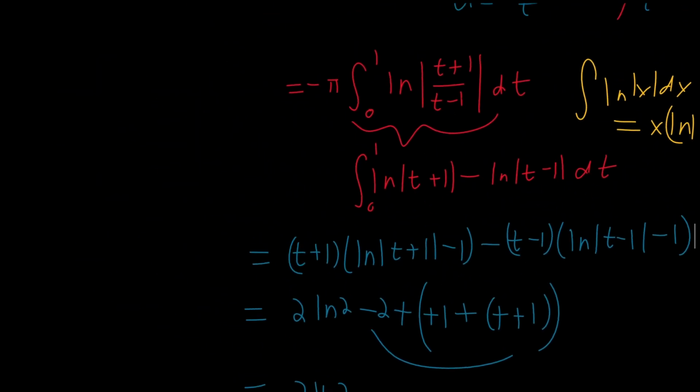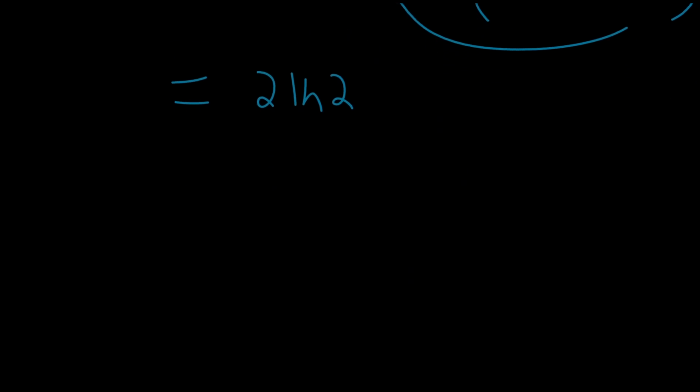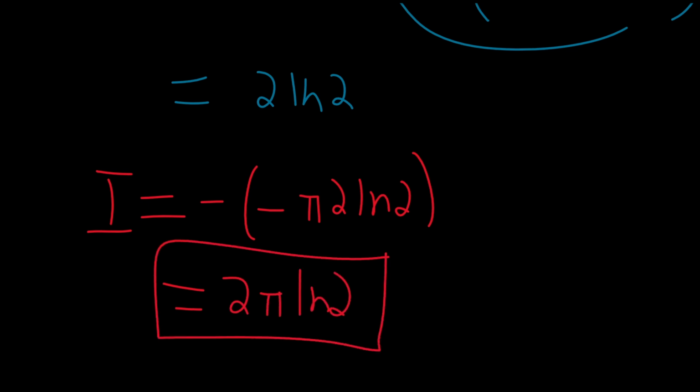And then you'll remember that on the outside we had a minus pi. So our total integral, or I, is equal to negative pi times 2 natural log 2, or, in a kind of nice form, we have 2 pi natural log of 2. And that right there is our answer.